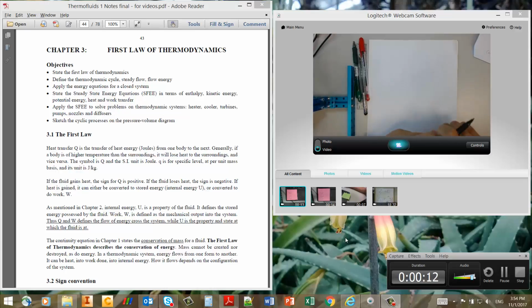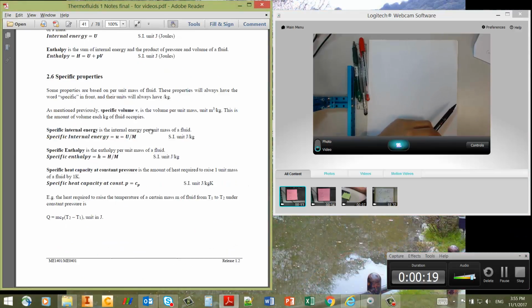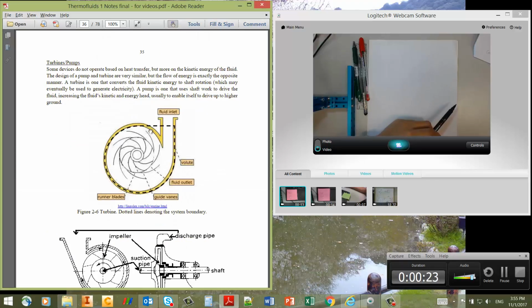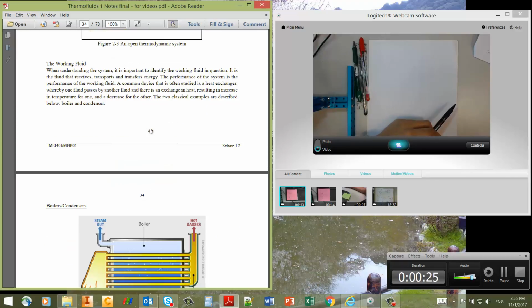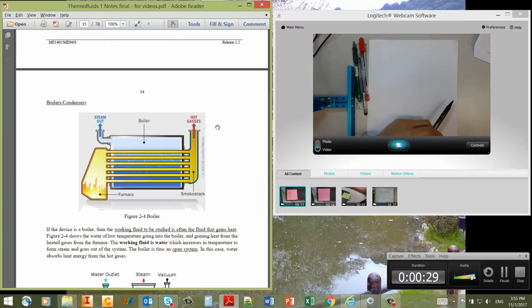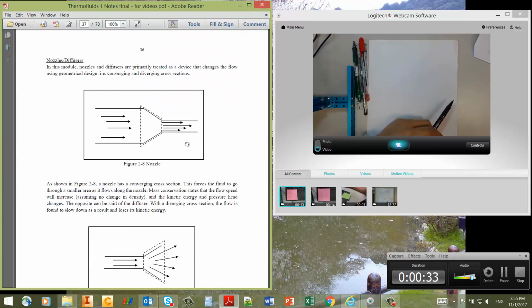Previously we went through chapter 2 and, in a brief recap, we talked about the system, okay? The two different kinds of system being the open and closed system. And we gave a few examples and basically three classes of open systems which are important to this module: boilers, condensers, pumps, turbines, and nozzles, diffusers.